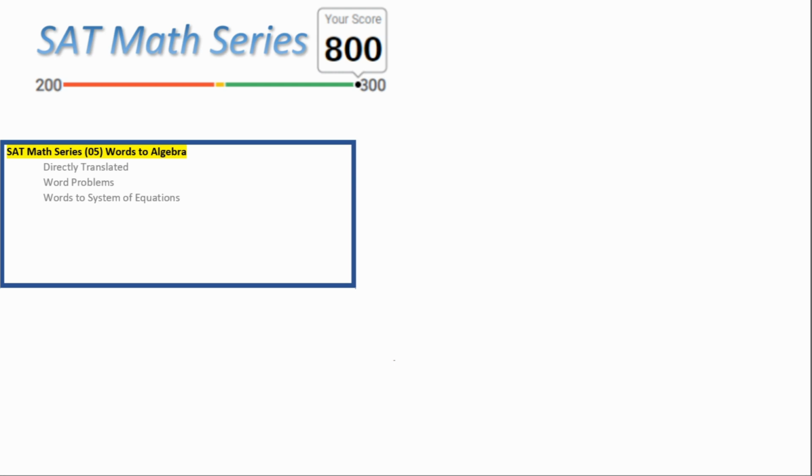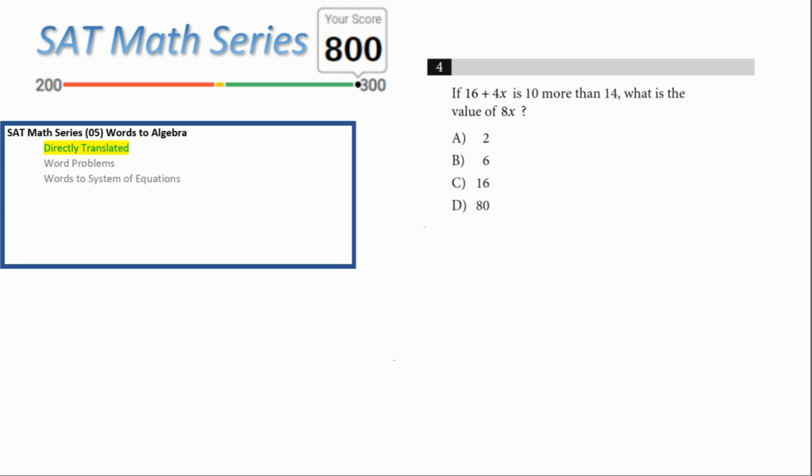Let's begin. Many problems will translate pretty directly. For instance, in this case here it reads, if 16 plus 4x is 10 more than 14. Well, we can formulate that. 16 plus 4x, and then this is going to be is, of course, 10, and this is going to be more than 14. And then it's just a matter of algebra.